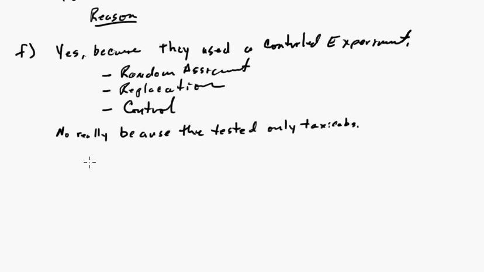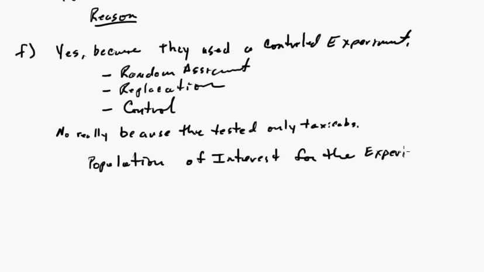So remember, this is all about the population of interest for the study or the experiment. Okay, and that has to do sort of like where you sampled from.